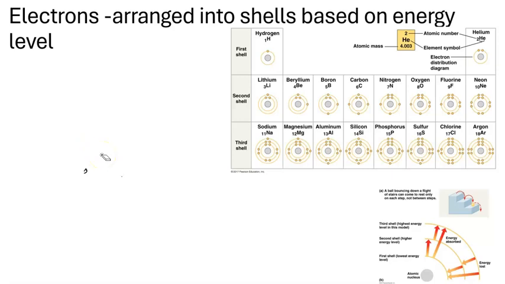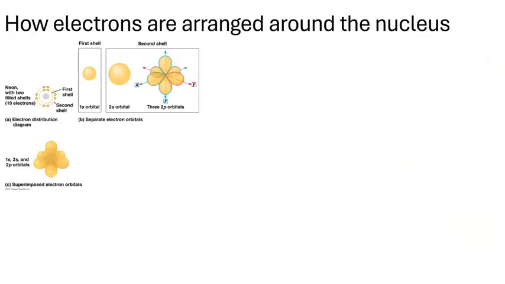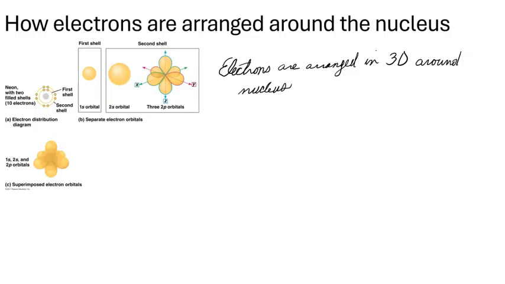All right, so I want to just say a little bit more before we talk about bonding, about the way that electrons surround the nucleus in 3 dimensions. I'm going to save some of this for class, but I should just point this out. We said that electrons are arranged in 3 dimensions around the nucleus, where the positively charged protons are.